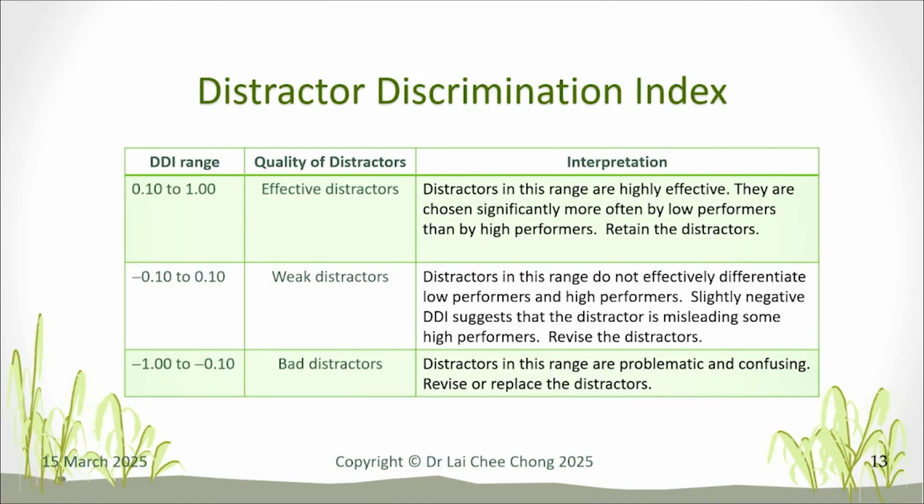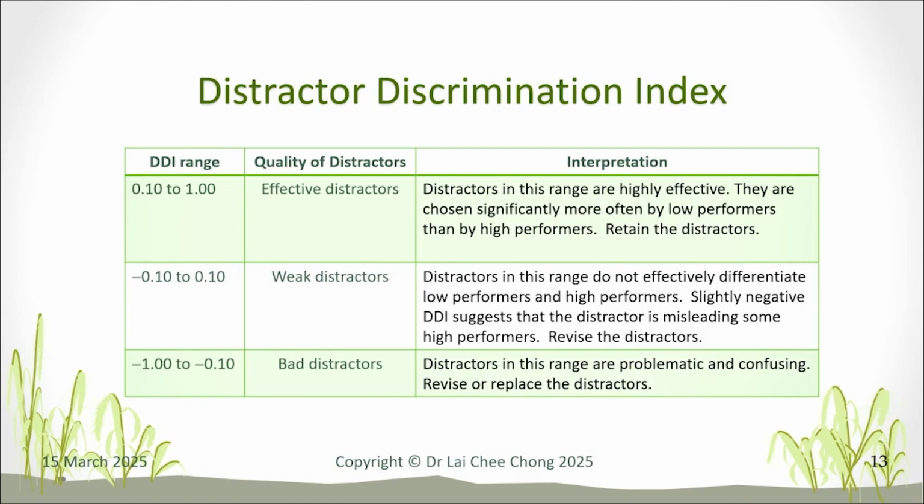Okay, in other words, anything from 0.1 to 1 is considered an effective distractor. What does that mean? It's highly effective. This is a very good distractor, okay? It is chosen significantly more often by the low performers than the high performers. So you retain this distractor.